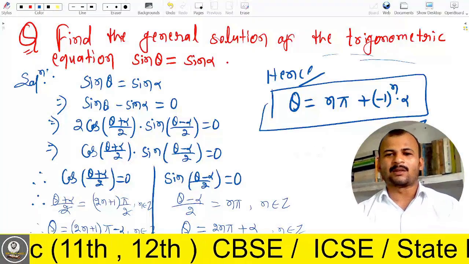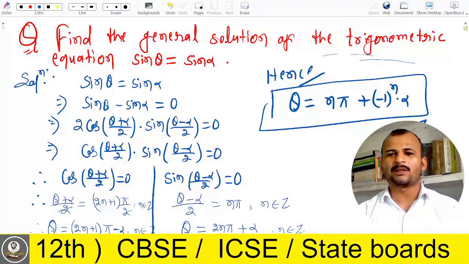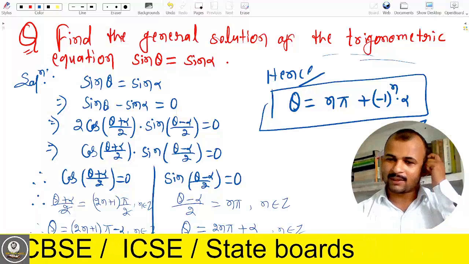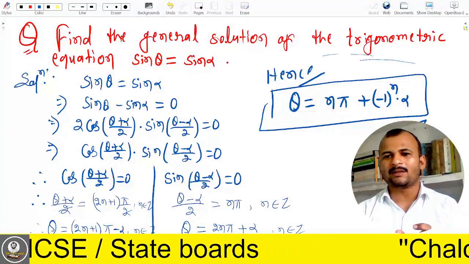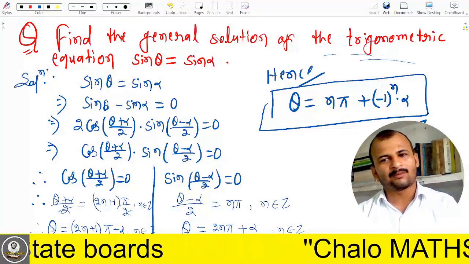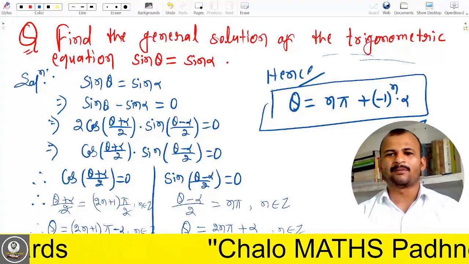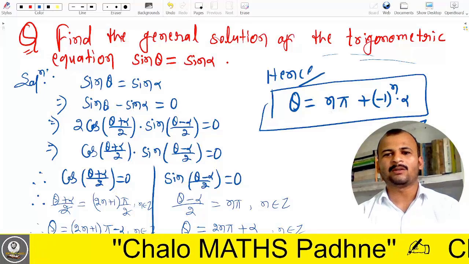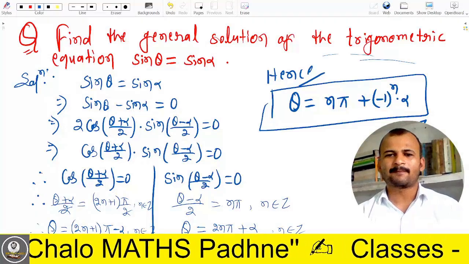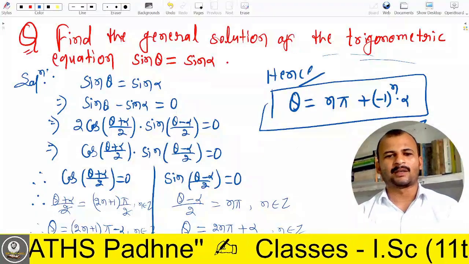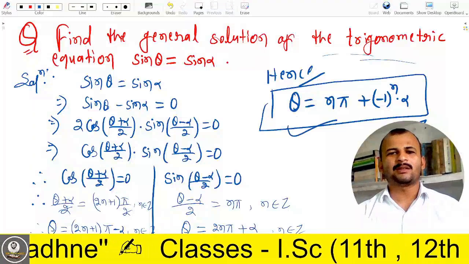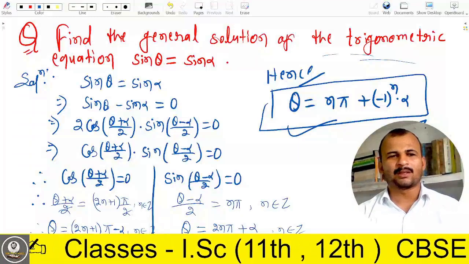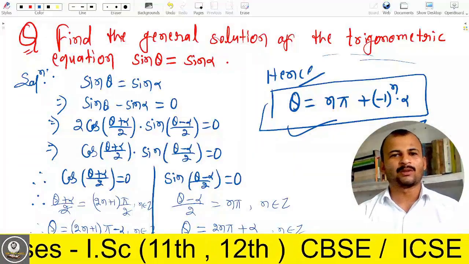How is it possible? Because if we put an even number in place of n, then alpha will be positive. And when n is odd, then alpha will be negative. Right? Thus, this is the required general solution of the given trigonometric equation sin theta equals sin alpha.